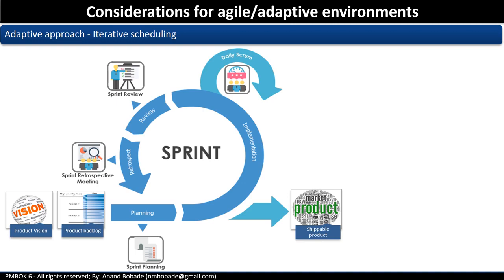Now, one more thing you need to keep in mind: on a larger agile Scrum based project, multiple teams may be working in parallel, so they might be executing parallel sprints. So we have to be aware of this and plan accordingly to take care of the interdependencies between different teams.